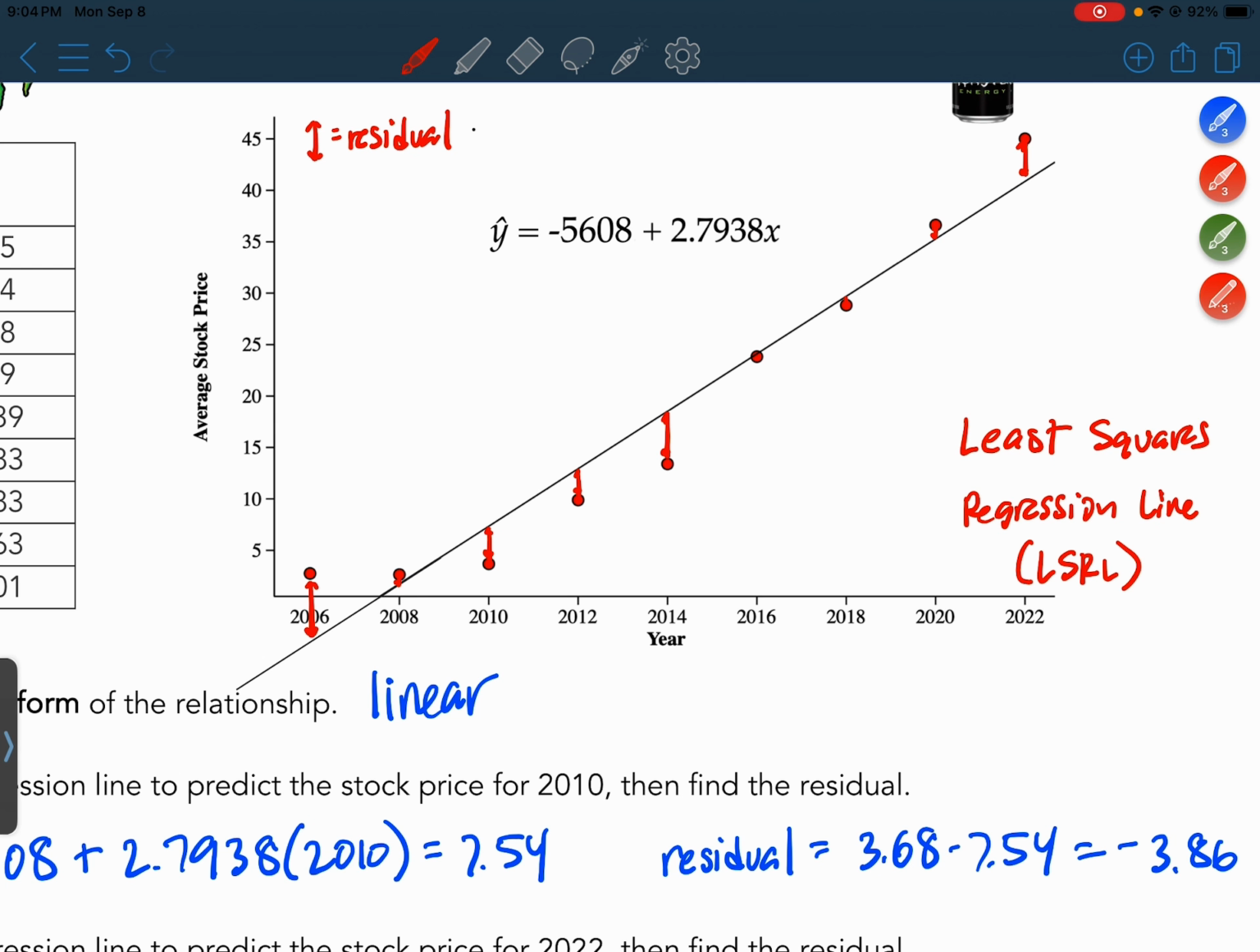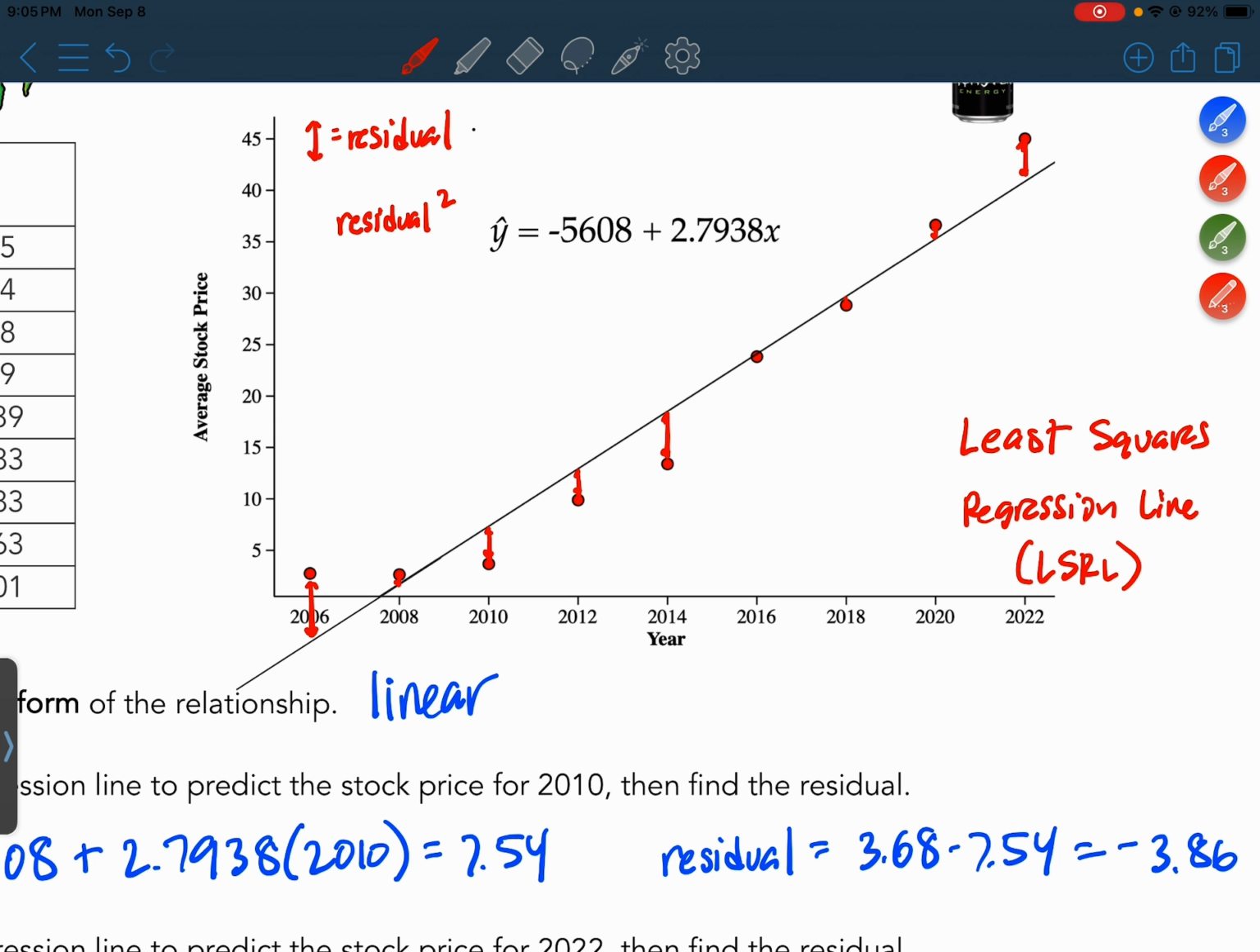But the problem is that some of these residuals are negative and some are positive, so if we just add them together, they'd cancel each other out. We'd just end up getting 0 regardless of how well the line fit. So we need a way of getting around the fact that there's positives and negatives, and we do that by squaring. So we're going to look at the square of the residuals.